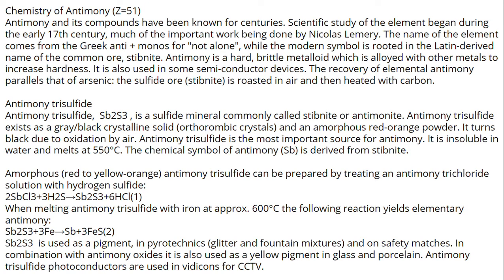Amorphous red to yellow-orange antimony trisulfide is prepared by treating antimony trichloride solution with hydrogen sulfide. Here the following reaction is given. When melting antimony trisulfide with iron at approximately 600 degrees centigrade, the following reaction yields elemental antimony.